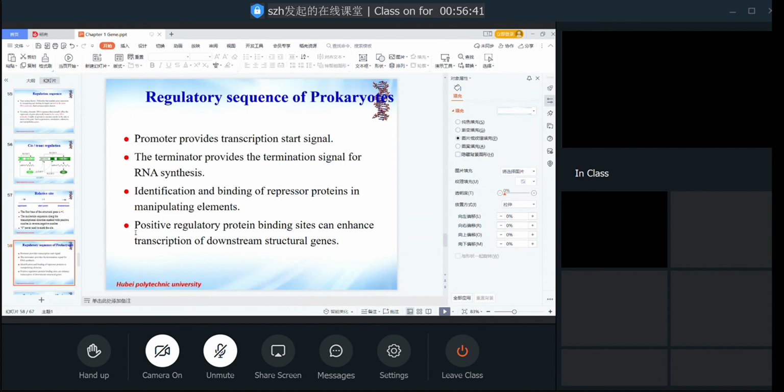Here, it gives the signal, gives the suitable condition, and the transcriptase can be bound and begin the transcription. And another one, the terminator sequence. Here, it provides the termination signal for the RNA synthesis.